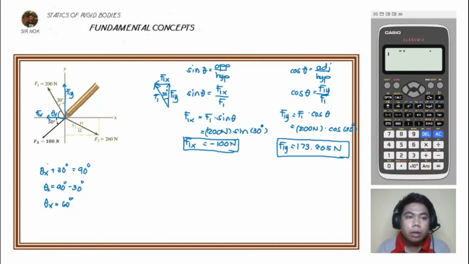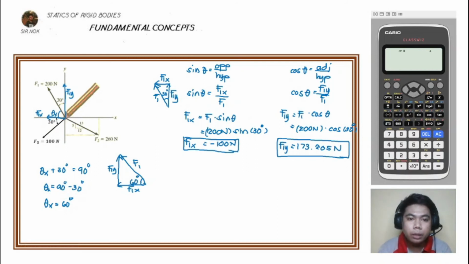So, check natin kung parehas ba yung makukuha nating sagot. So, we're going to use the angle 60 degrees with respect to the x-axis. So, our force triangle: we have the F1x, then F1y, and the force F1, and this is your angle 60 degrees.